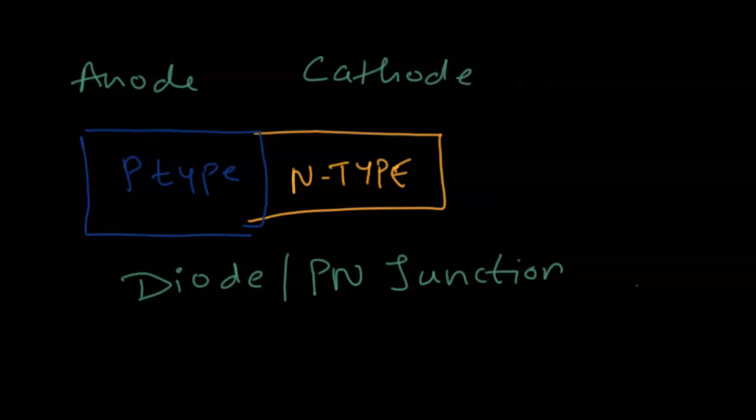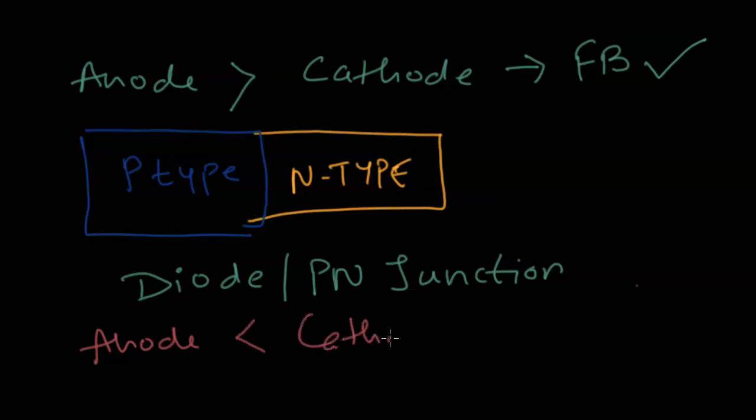When the voltage of the p-type is more than the n-type semiconductor, then the diode works in forward bias and there's flow of current. However, when the anode voltage is less than the cathode voltage, the diode works in reverse bias and there's very little flow of current. We will discuss more about the PN junction in forward bias and reverse bias working in the next video.